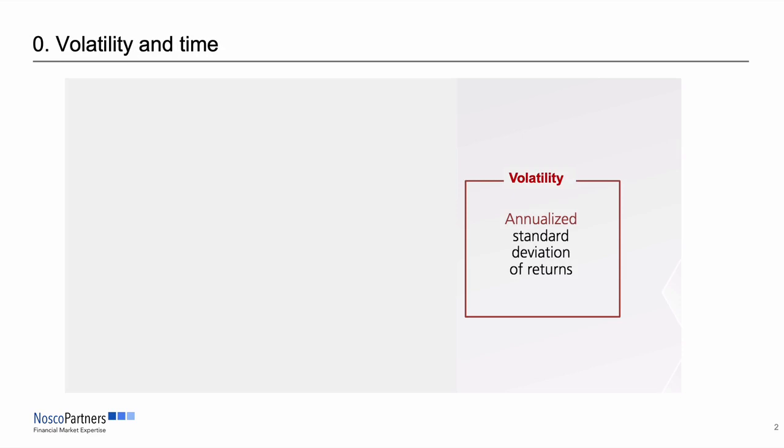So then, what is volatility? From a technical point of view, volatility is defined as a standard deviation of returns. Standard deviation, typical move. So volatility describes how an underlying typically moves over a period.